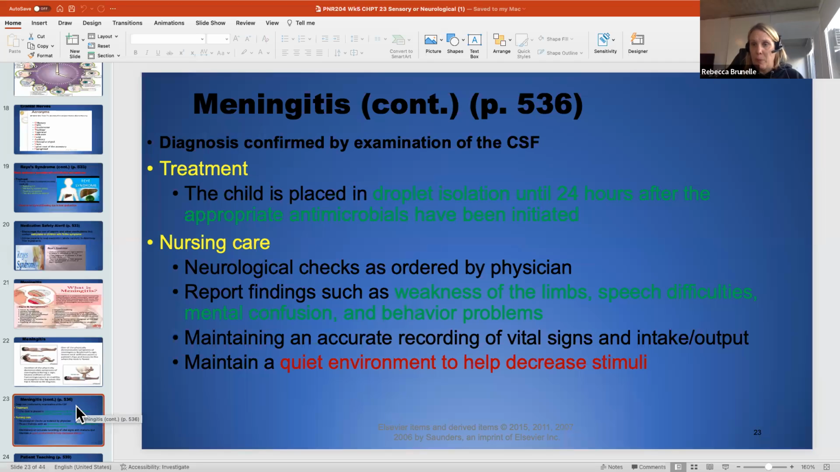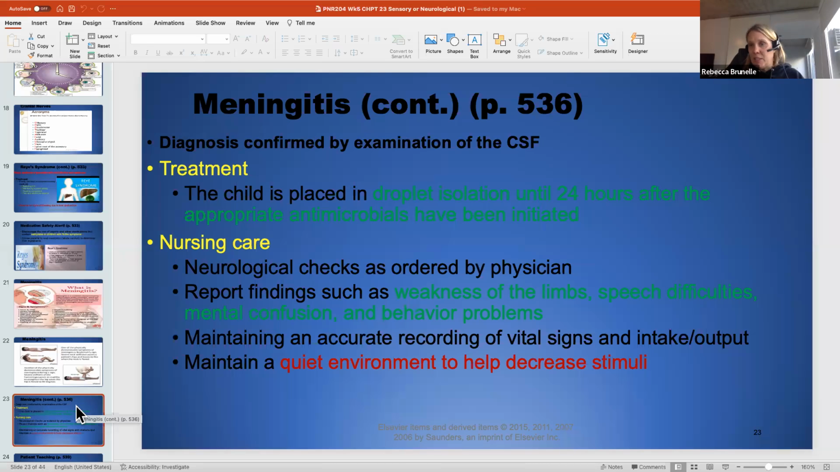Has anyone heard of a lumbar puncture? No one's heard of a lumbar puncture? What do you think they do during a lumbar puncture? They take fluid from, I guess, your spinal cord. Yeah, so they put a needle into your spinal column, and the fluid that comes out is your cerebral spinal fluid. So they drain some of your CSF.